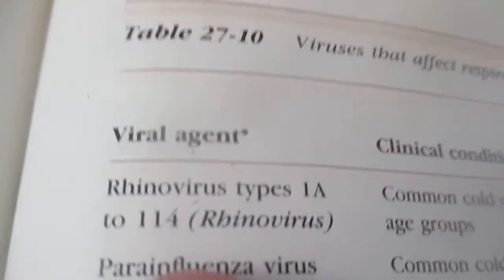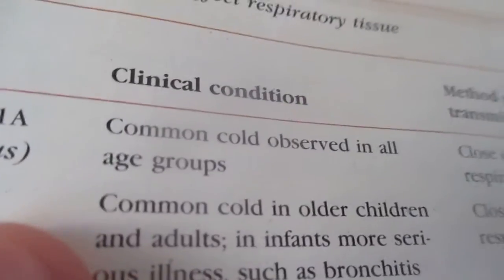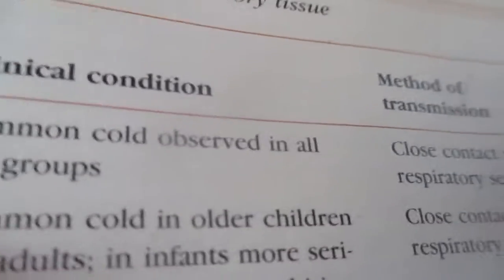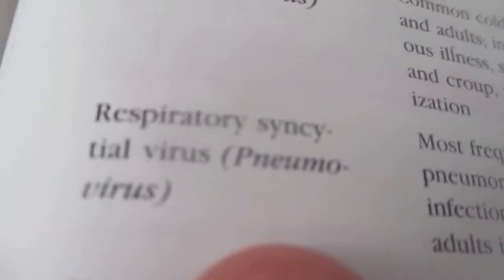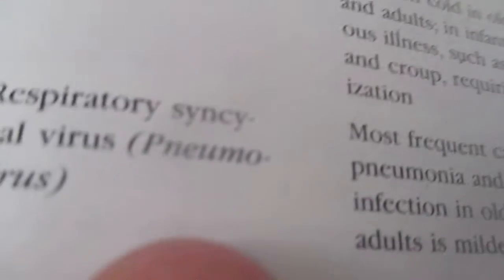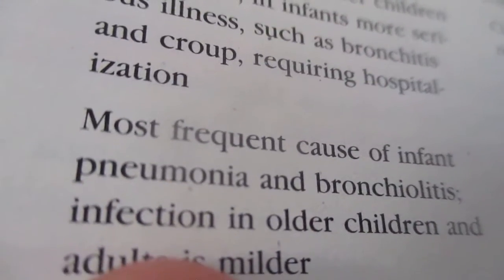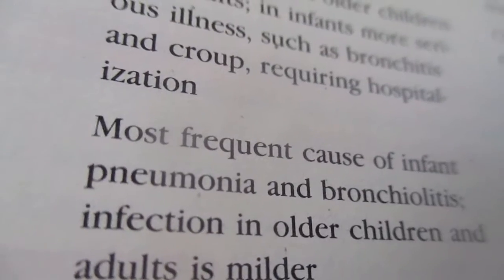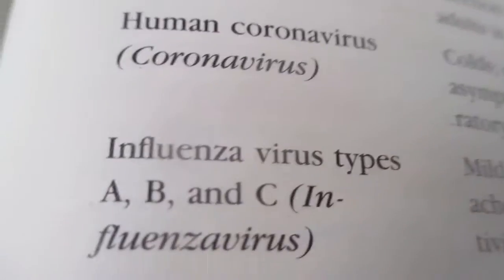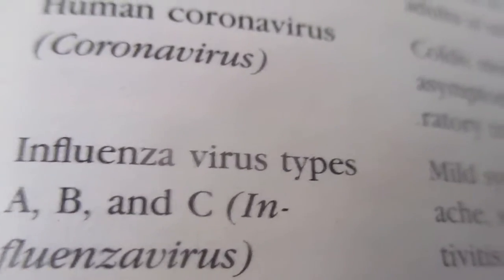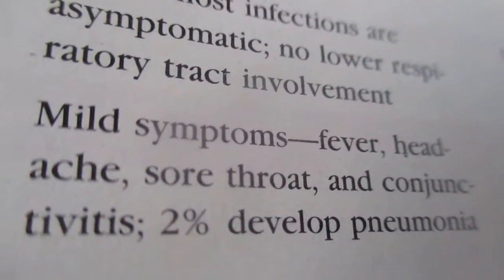At the top of the chart we have rhinovirus, which is the most common type of cold if you don't know. Common cold observed in all age groups. Close contact with respiratory. We come down, we've got respiratory syncytial virus, pneumovirus, most frequent cause of infant pneumonia and bronchiolitis infection. In older children and adults is milder. At the bottom we have influenza virus, types A, B, and C. Mild symptoms, fever, headache, sore throat, and conjunctivitis.